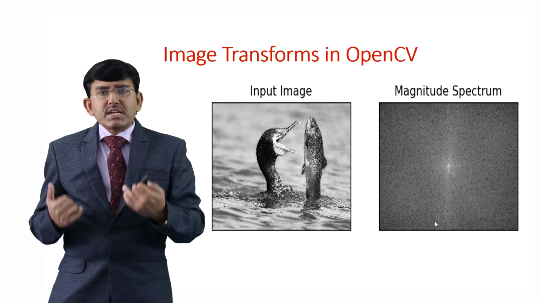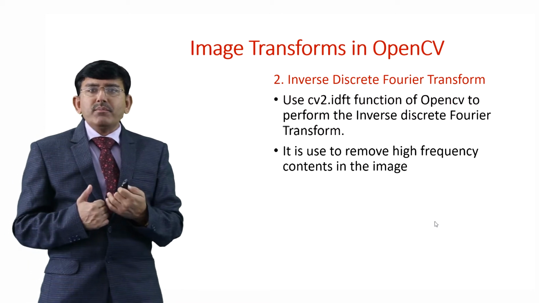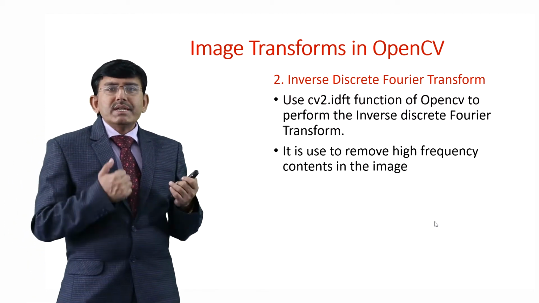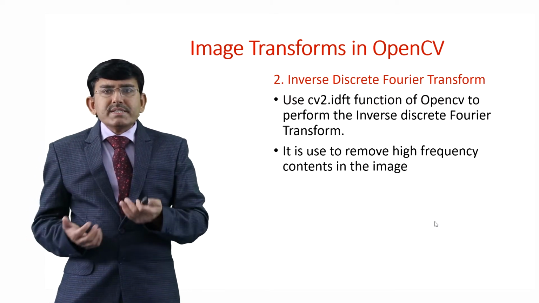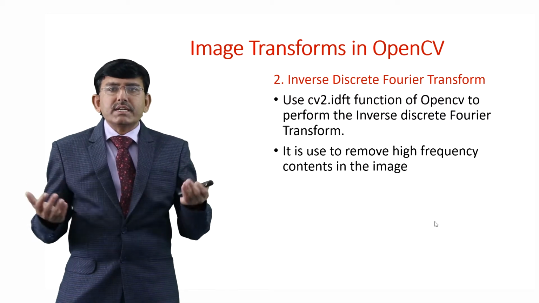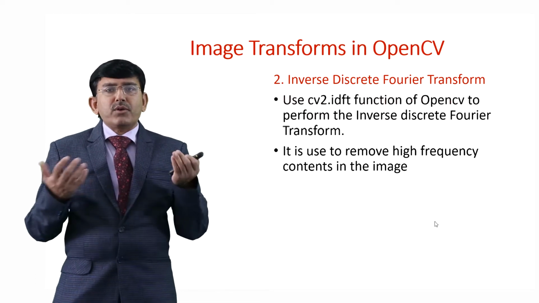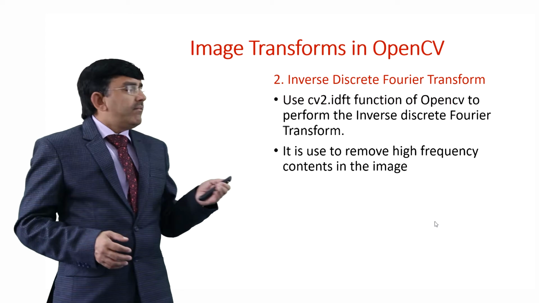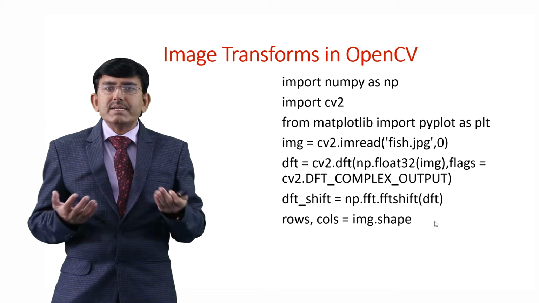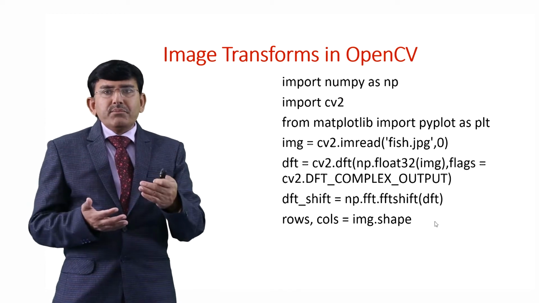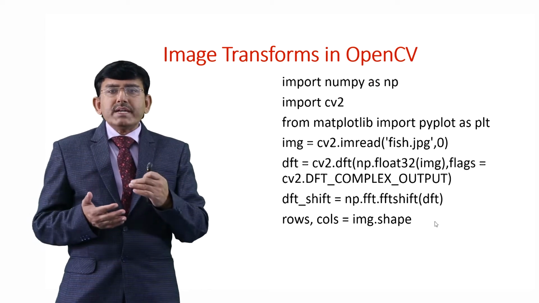Inverse discrete Fourier transform is the next step, which is the opposite of the discrete Fourier transform. To apply this, use the cv2.idft function in OpenCV to perform the inverse discrete Fourier transform. It is used to remove high frequency content from the input image. For that, we have set up a number of functions. We need to read the image, then apply DFT, followed by shifting using the DFT shift.